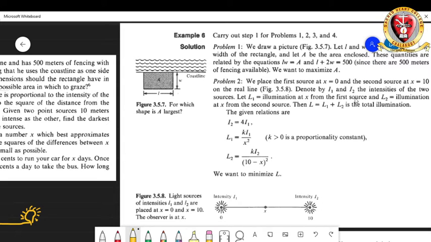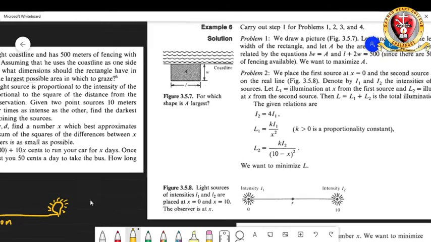Then we know that the total illumination will be the illumination of the first bulb plus the illumination of the second one at that point x. When we are standing at this point, light comes from here as well as from here, so the total illumination is the sum of the illuminations of the first bulb and the second bulb.